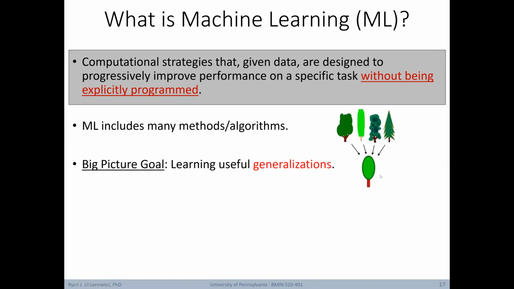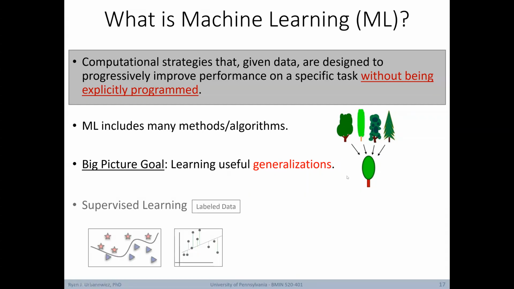The big picture goal of machine learning is to learn useful generalizations. To illustrate this, we have some examples of some specific trees, and we're trying to identify, in general, what does a tree look like? How do we classify a tree? So when we see a specific tree in the future, we have a model of what defines a tree, so that we can separate out maybe trees from cars, for example.